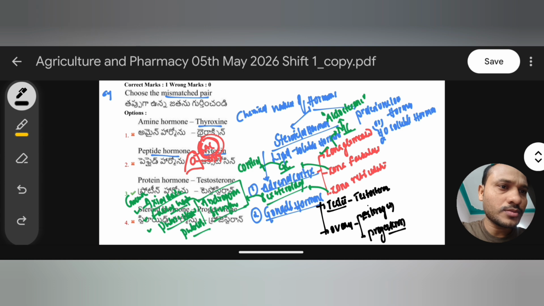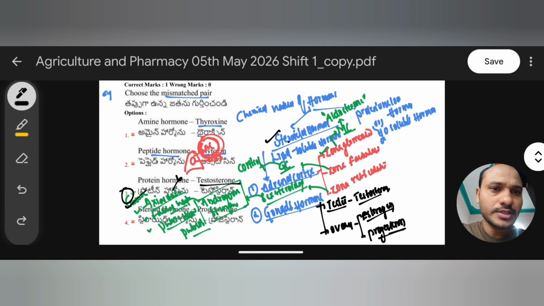So testosterone, estrogen, and progesterone are all gonad hormones, and gonad hormones are chemically steroidal hormones. If you analyze this statement, one gonad hormone is testosterone. But testosterone is a steroidal hormone, while here it is given as a protein hormone. So this is a mismatched pair, hence it is the right answer.